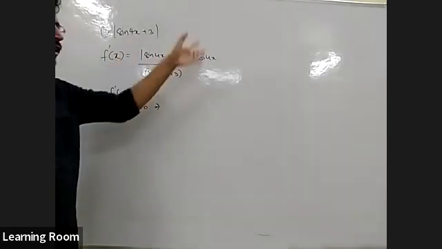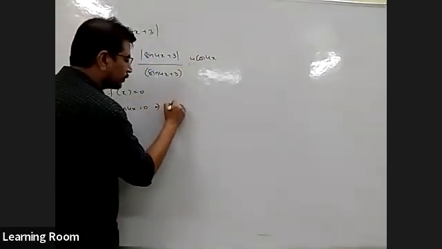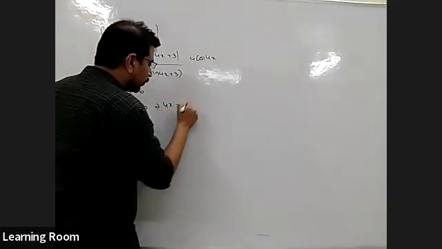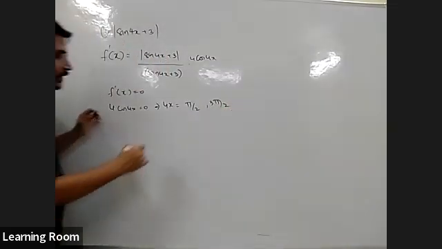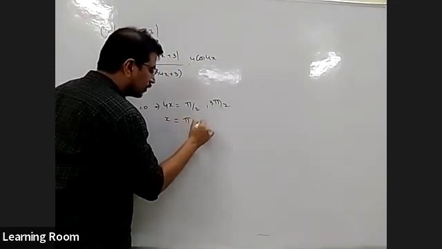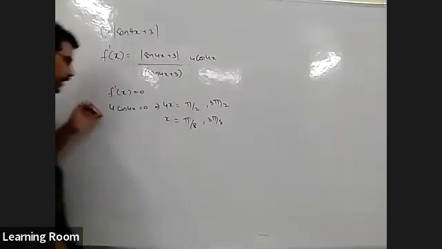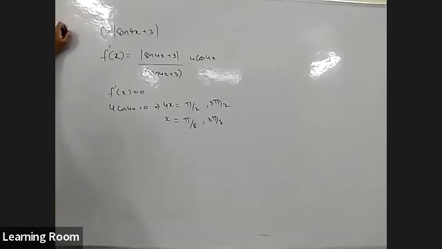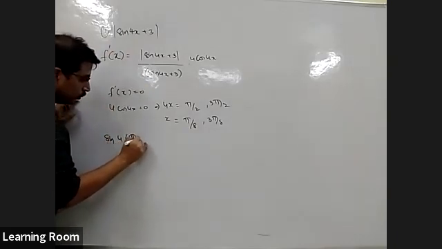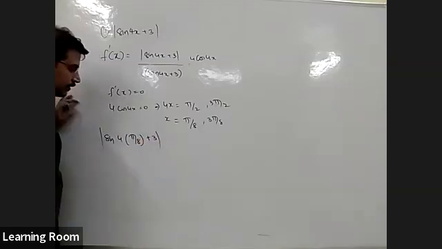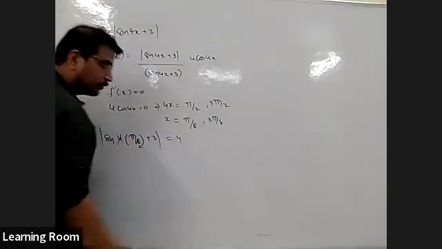So if you take the whole expression to the right, then x will be equal to how much? 4x will be equal to pi by 2 and 3 pi by 2. So x will be equal to pi by 8 and 3 pi by 8. Okay. So take these values and substitute here. Sin of 4 into pi by 8 plus 3. How much is this? This will be 4.